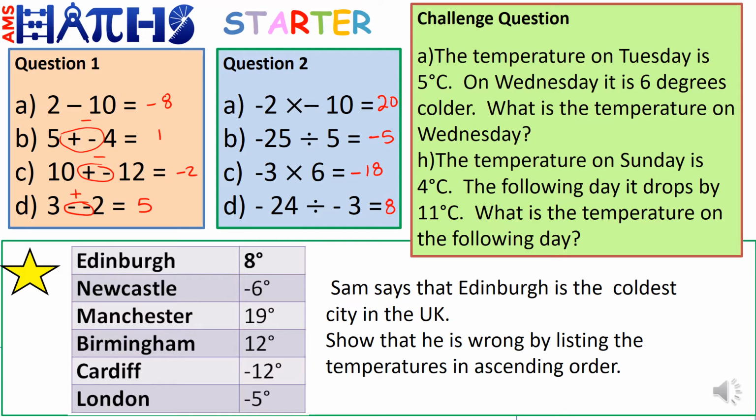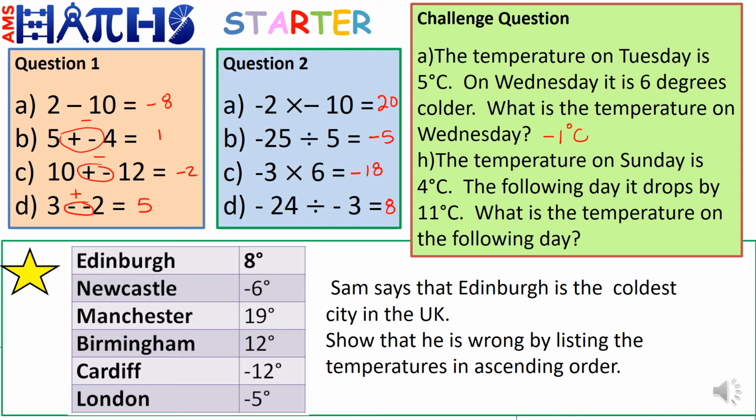Alright. It says the temperature on Tuesday is 5 degrees, on Wednesday it is 6 degrees colder. What's the temperature on Wednesday? So we're going towards the negative side of the thermometer when it's getting colder. So if we go from 5 and count 6 steps back, we end up at minus 1 degrees Celsius.